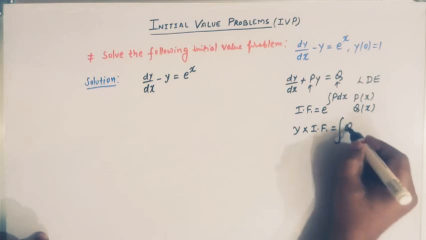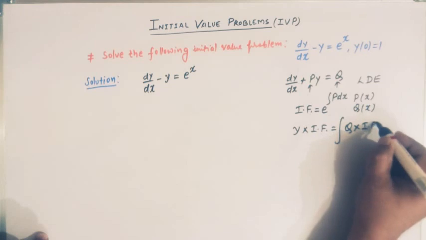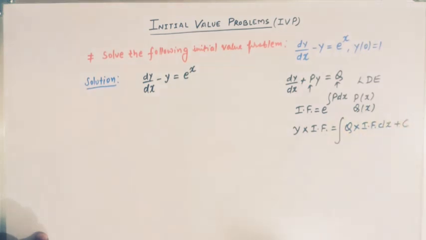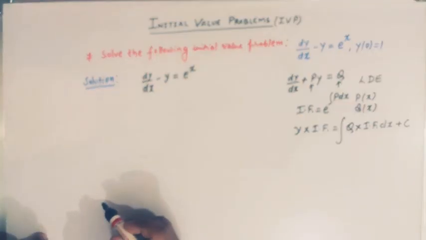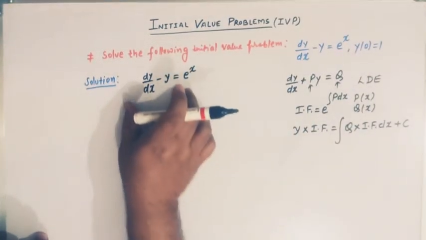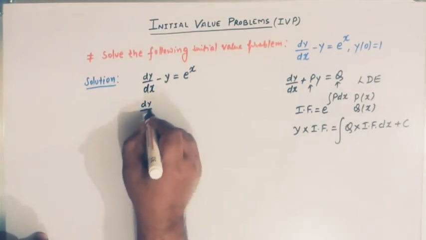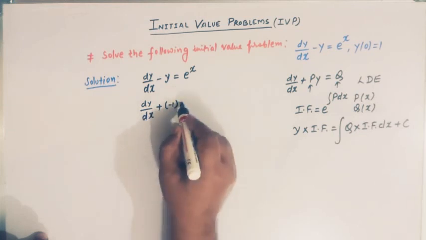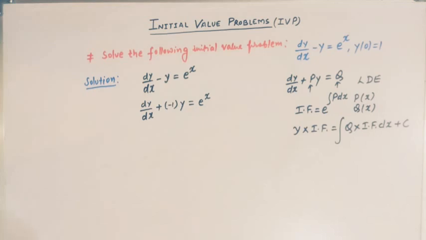integral of q times integrating factor dx plus c. C is the constant of integration. So here this equation is of this form, so let us first compare this equation with this one. So we can write this equation as dy over dx plus, here we can write minus 1 y, equal to e raised to x. Clear? Okay.